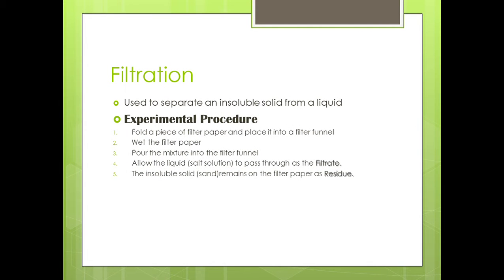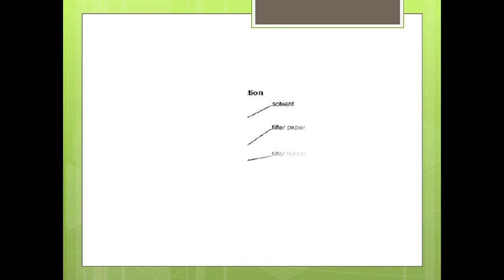The first we would learn is filtration. This is the technique used to separate an insoluble solid from a liquid. The experimental procedure is: fold a piece of filter paper and place it into a filter funnel. Wet the filter paper. Pour the mixture into the filter funnel. Allow the liquid, which could be a salt solution, sugar solution, or any solution, to pass through as the filtrate. The insoluble solid, which could be sand or pebbles or whatever it is, would remain on the filter paper as residue.